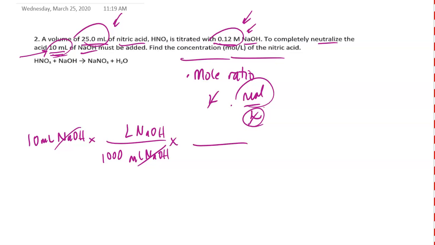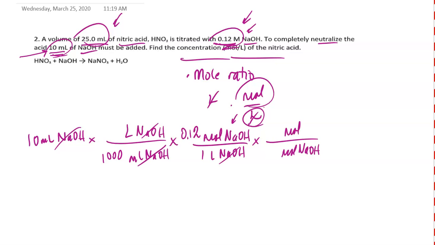Now I'm ready to use my molarity of the base because I want to convert from liters of sodium hydroxide to moles of sodium hydroxide. So this molarity is given in the problem. It's 0.12 moles of the sodium hydroxide for every 1 liter of the sodium hydroxide. Okay, now I'm in moles. So now I'm ready to use the mole ratio. So then this would be moles of sodium hydroxide, and I want to convert to moles of the nitric acid. Okay, and again, the mole ratio would be 1 to 1 based on the balanced chemical equation.